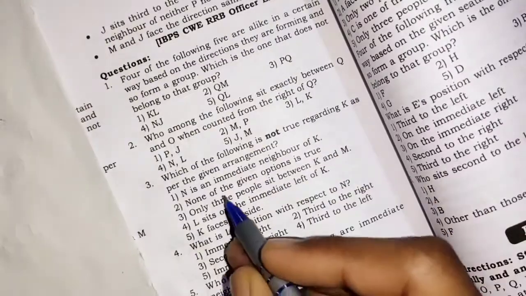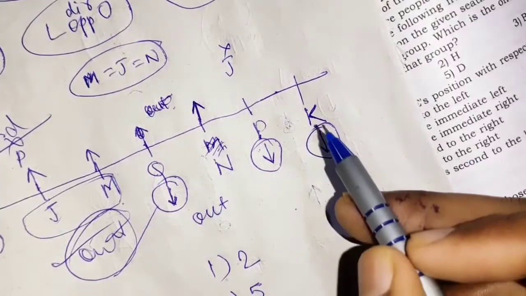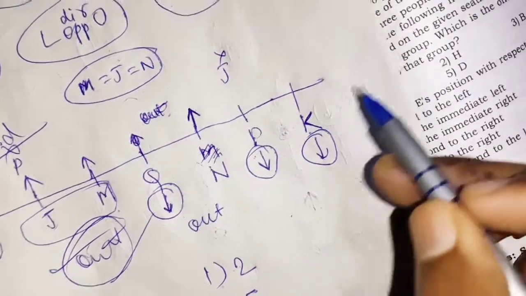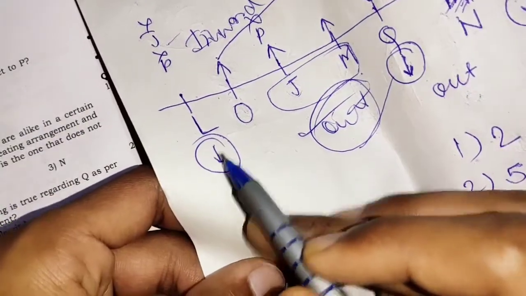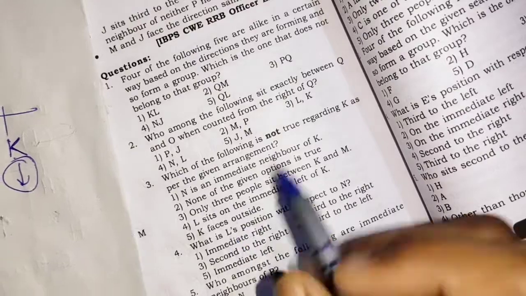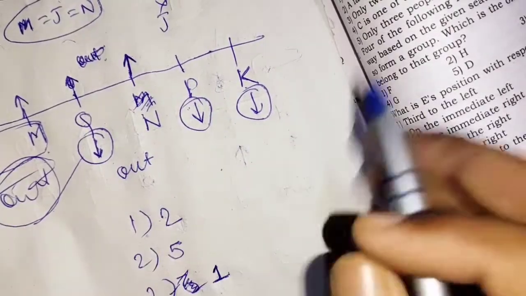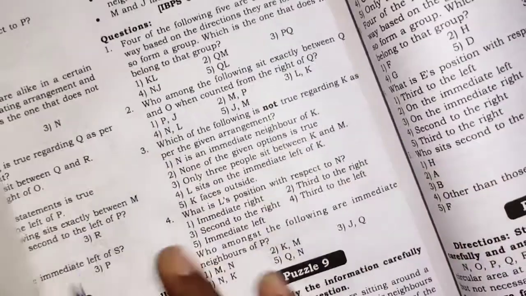And we were checking the third. L sits on the immediate left of K. So here K is facing downward, so its immediate left will be in this direction. So here L, so L is to the immediate left of K. This is also true. And K faces outside, K is facing downward, and downward is out, so K is facing outward. So only one is not correct.